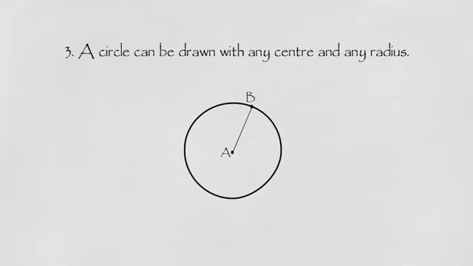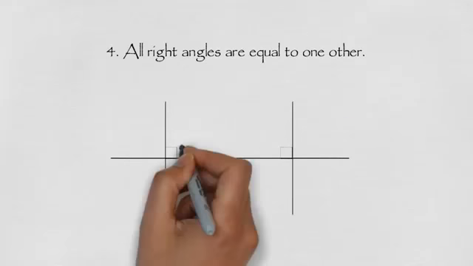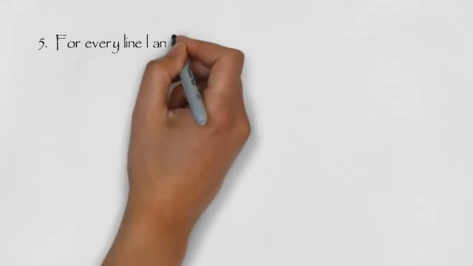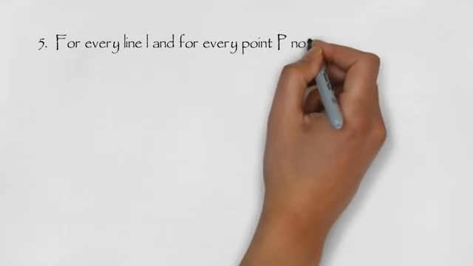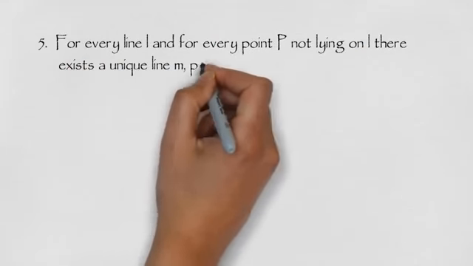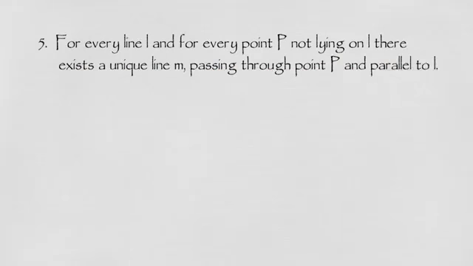Number 4, all right angles are equal to one another. Whenever we create a right angle by erecting perpendiculars, the angles so created are always the same. Number 5, for every line L and for every point P not lying on L, there exists a unique line M passing through point P and parallel to L.